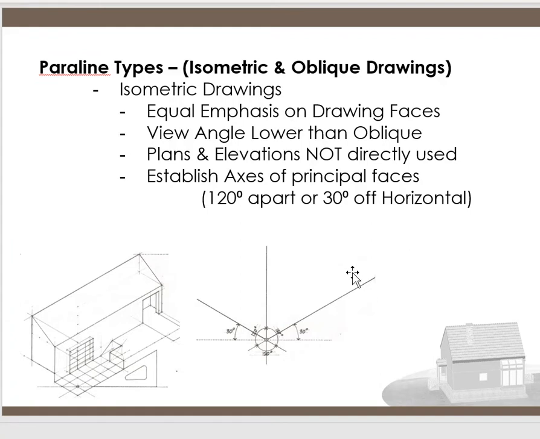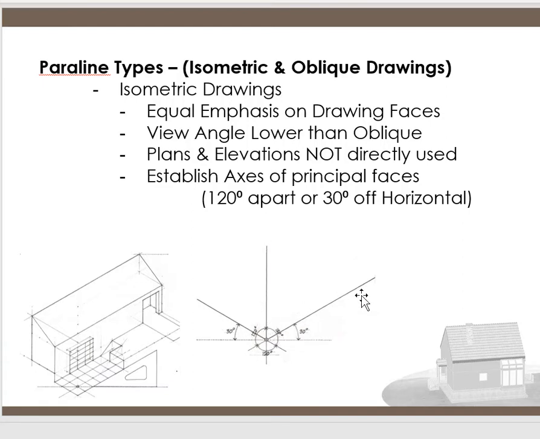Now these Paraline types, and I just kind of went over them, the isometric oblique drawings. The isometric drawings, like I said, have equal emphasis on the drawing face. So when we do an isometric, ISO 1, they're all the same. We will be using our 30-degree triangle on both sides. Do you see that right there? You would flip your 30-degree triangle. The first thing you would do is draw a line. Then you would flip that triangle and draw one this way. And then right here, a vertical line.